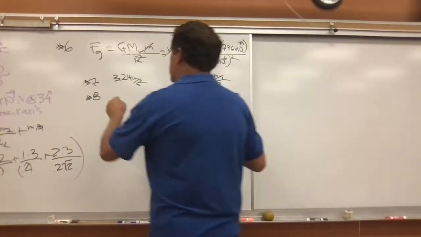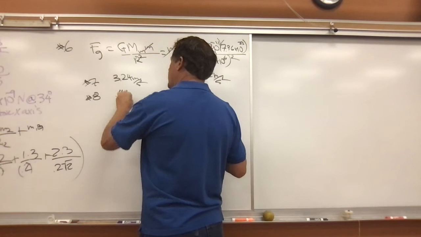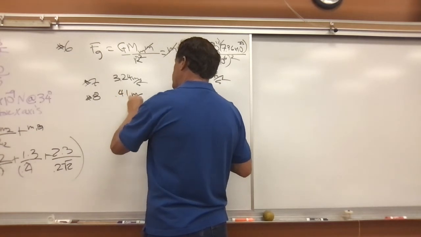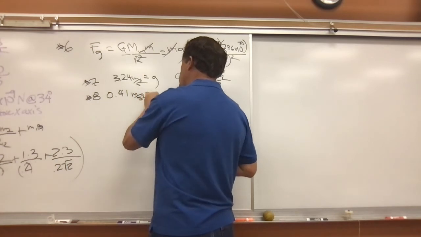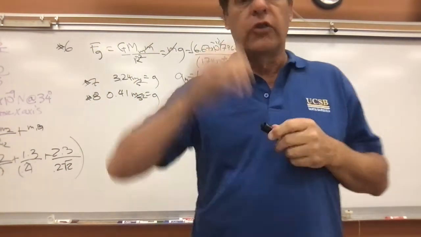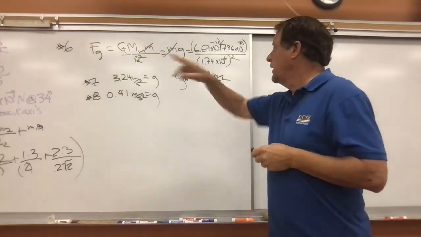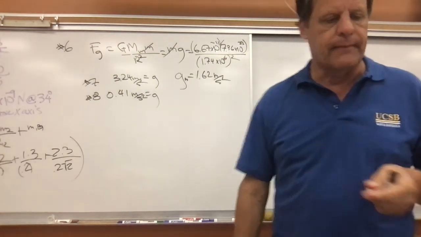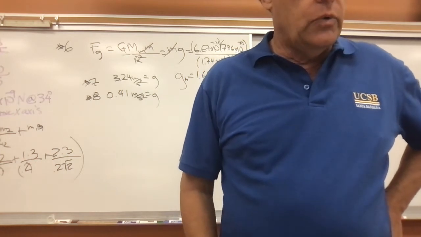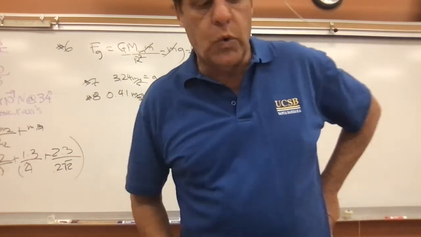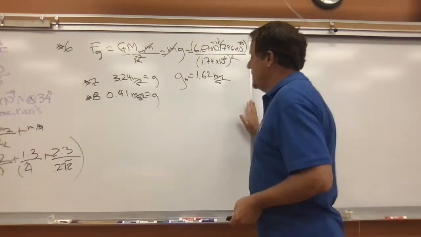So number 8, it would be 0.41 meters per second squared, which would equal G in those cases. All right, so those are pretty easy. They have to do, again, with the inverse square law. And now we are going to move on to question number 9.